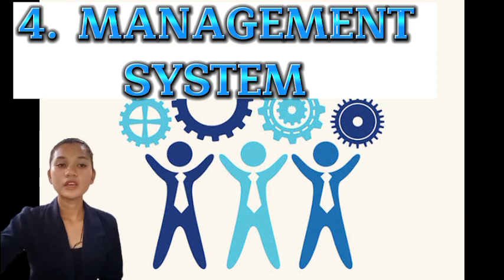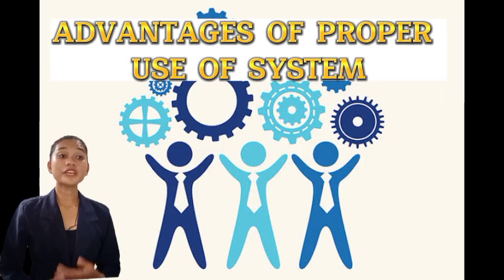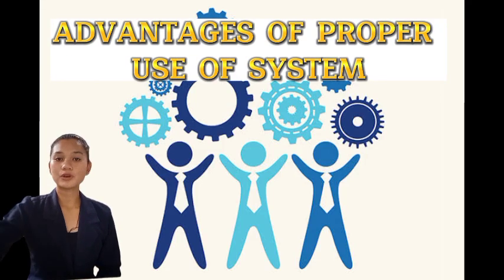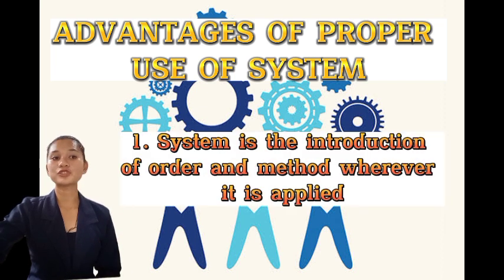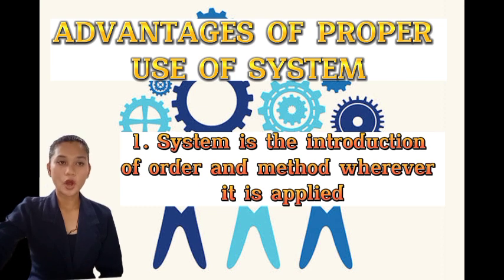Here are the advantages of the proper use of systems. Advantage number one is the introduction of order and method whenever a system is applied. Imagine the chaos that would ensue if there was no system of filing mail, records and other data, and everything was just lying around or piled one on top of the other as it arrived. Such a benefit is obvious in any office.